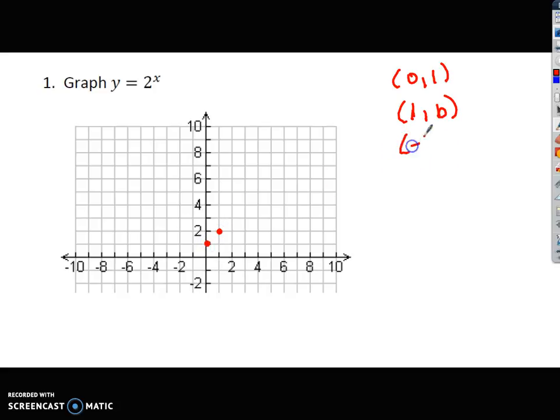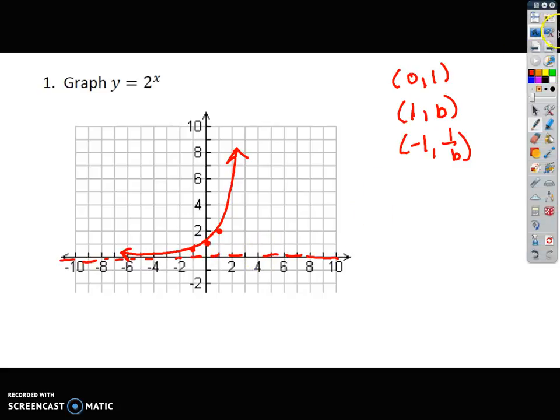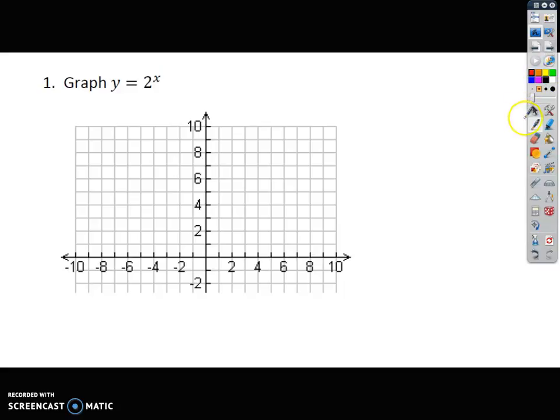If I plug in negative 1, this is going to be 1 over the base, right? A negative exponent just flips the base. Instead of 2, it is 1/2. So it's going to be like this. Oops, let me do that better. Like that. So we know that there's going to be an asymptote right here. And that's it. That's the graph for that one.